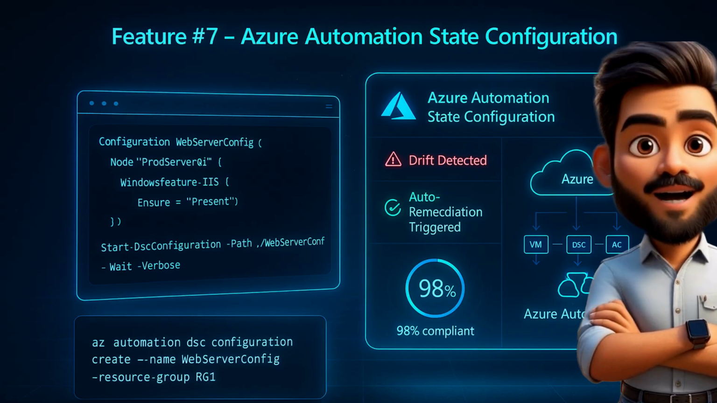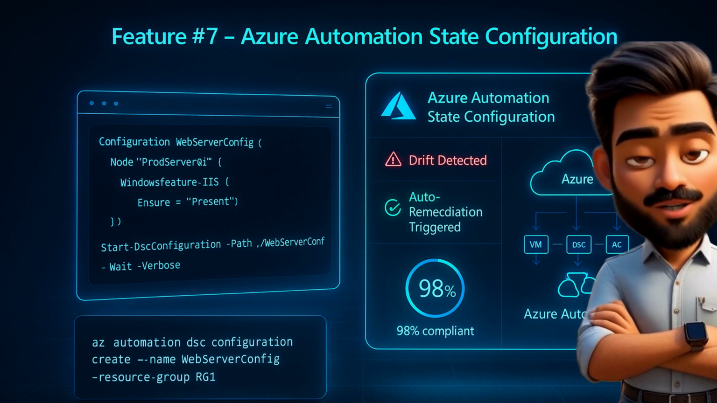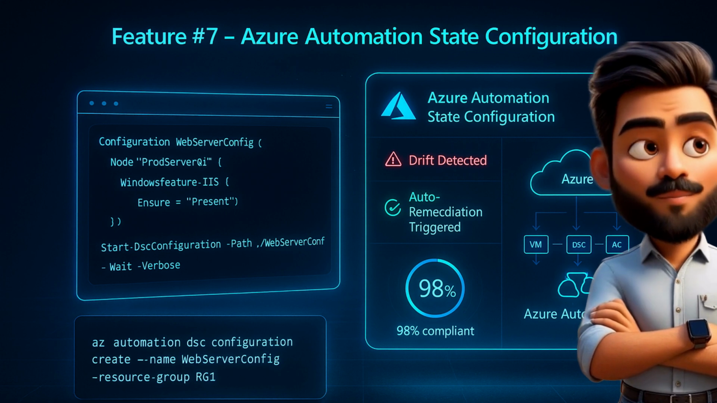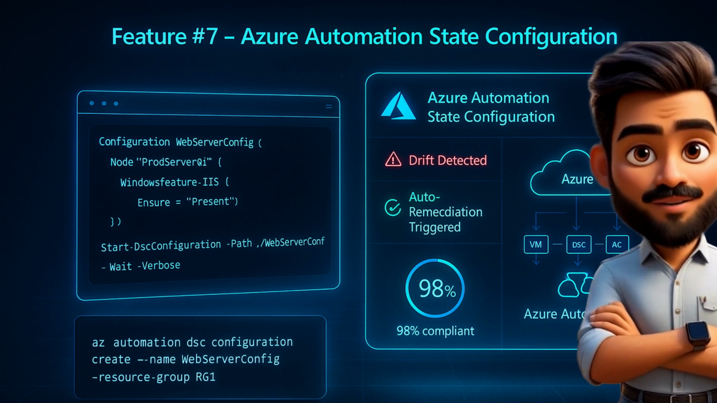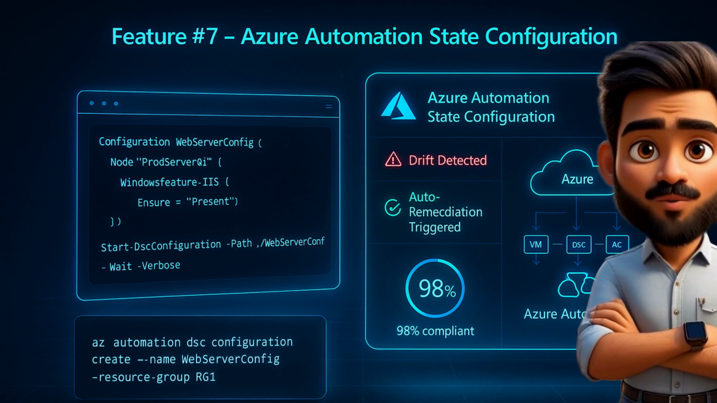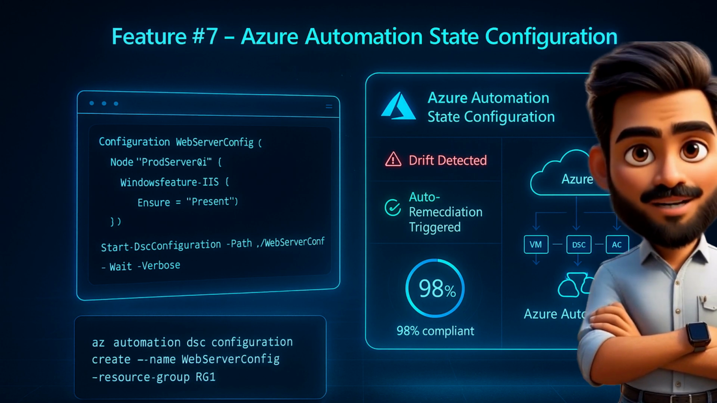Feature number 7, Azure Automation State Configuration. Automate desired state for Windows, Linux, VS Code, etc. Write DSC scripts or manage configurations per VM. If someone drifts from baseline, it self-heals. You remove the manual fix drift steps. For 100 machines, that's hours saved monthly.